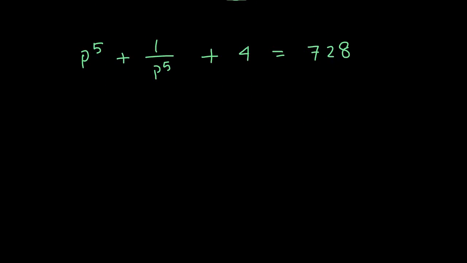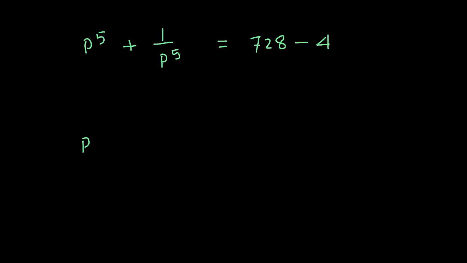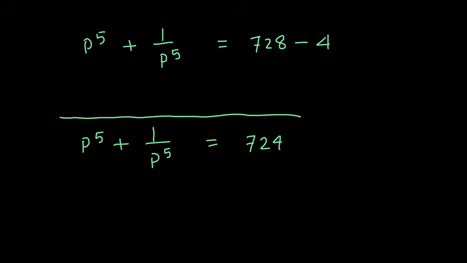If we take 4 on the right side, we can write p to the power 5 plus 1 by p to the power 5 equals 728 minus 4. Or our required value p to the power 5 plus 1 by p to the power 5 equals 724. So this is our required value for the given problem.